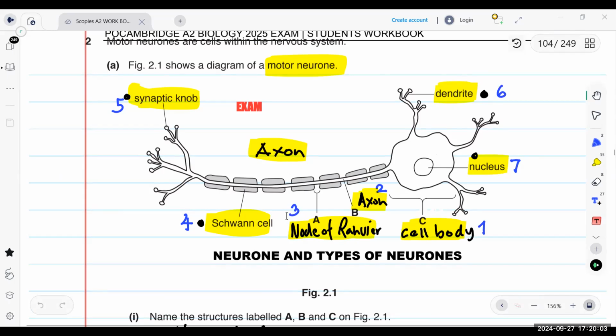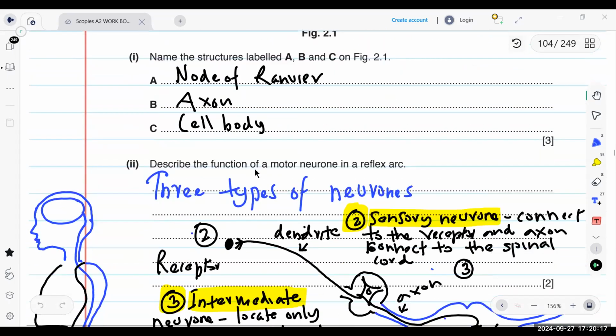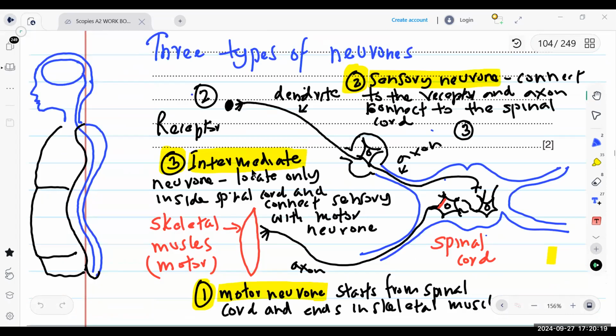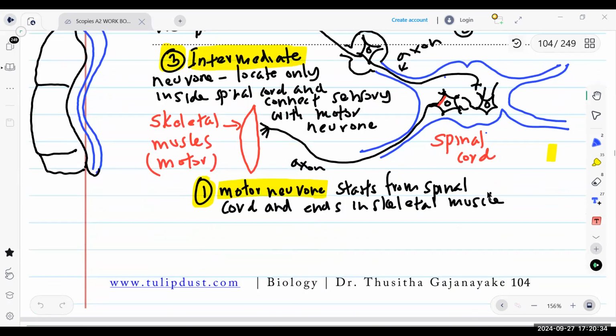And there is a second group of cells. It's called a Schwann cell. So we will see what is the function of the Schwann cell later. And there are three types of neurons: sensory neurons, motor neurons, and relay neurons or intermediate neurons. So these are the three types of neurons we have to learn.